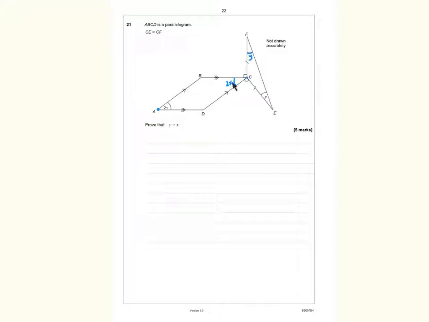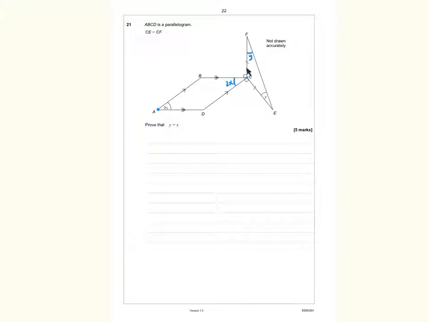Okay, maybe I can have some sort of equation with x and y in it, and that will help me get to a situation where I have y equals x. So angles around this point add up to 360. I can see that one of them is 2x. I have a right angle here, and I have another right angle. I can actually find this angle here, the angle FCE, in terms of y.